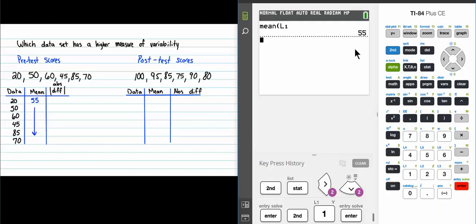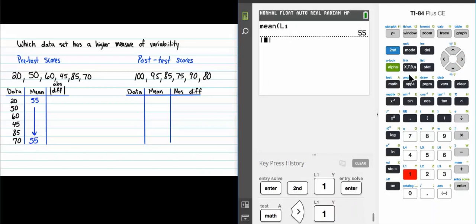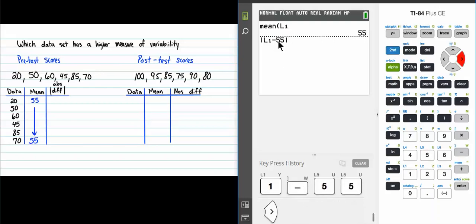All right, so my next step is to find the absolute differences. So you're going to start subtracting. So what's 20 minus 55, 50 minus 55, so on and so forth. But the way you would do this on the calculator is you're going to go to math, numbers, notice ABS, that means absolute value. And I'm going to find the absolute value of list 1 minus 55. So it's going to subtract them for me, and then the absolute value will keep them all positive. And so these are my answers.